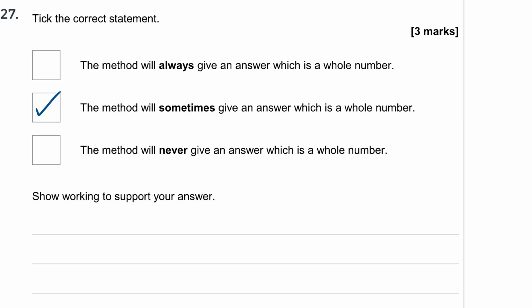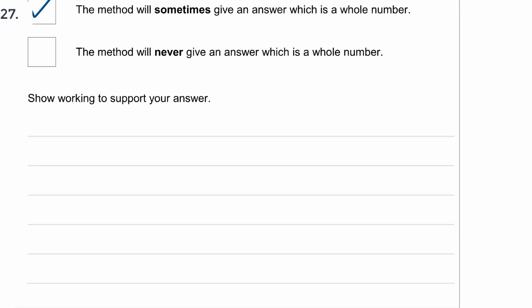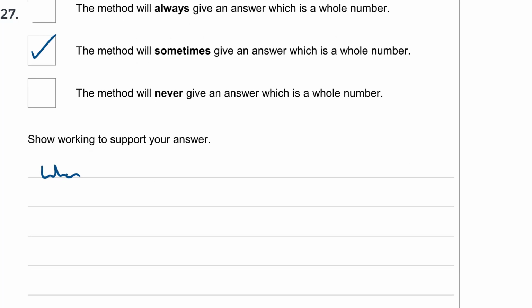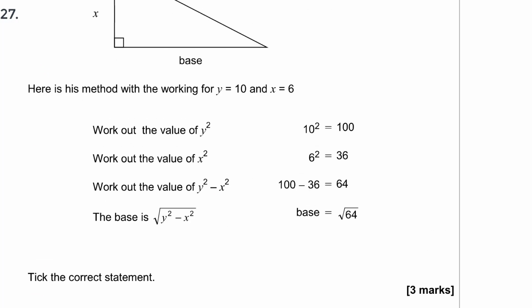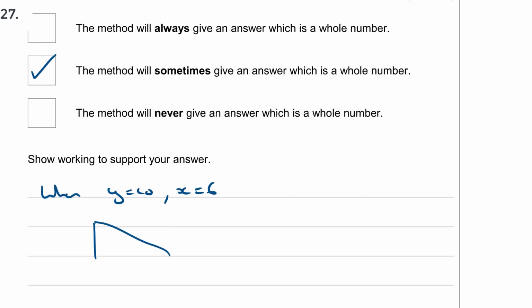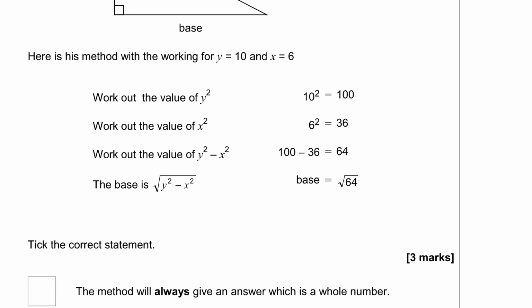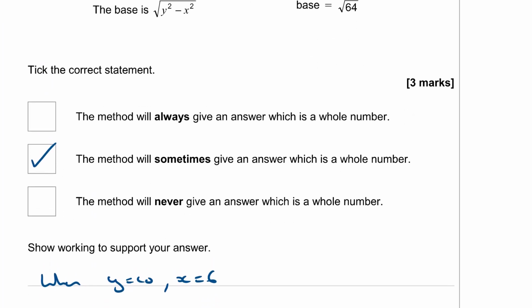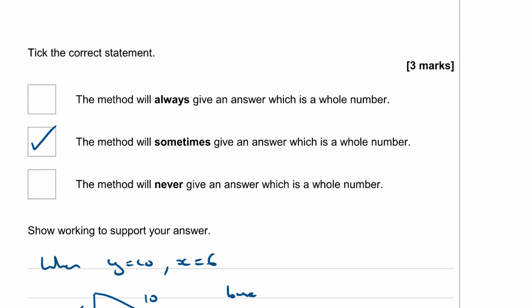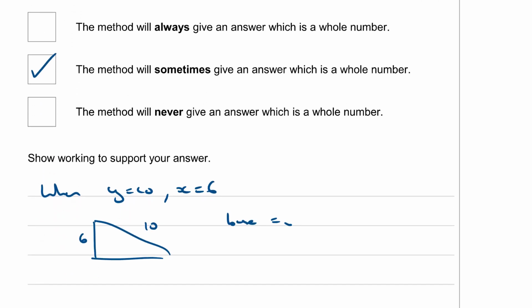But let's give some examples. So when y is 10 and x was 6, we had a triangle that looked like this: 10, 6, and so our base then was going to be root 64, which is 8.